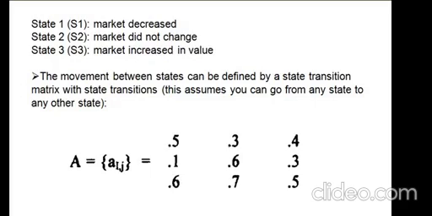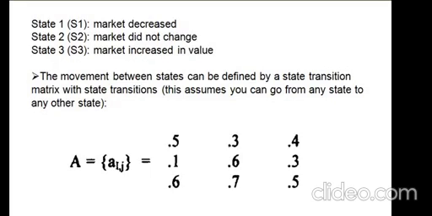What does state three represent? It represents that the market value increases, that means the shares value is incremented. Market value increases in the sense that the company's shares value will be incremented. That's it. This movement between the states, that is decrease to did not change, did not change to increase, otherwise increase to decrease, can be defined by a state transition matrix with state transition probabilities.